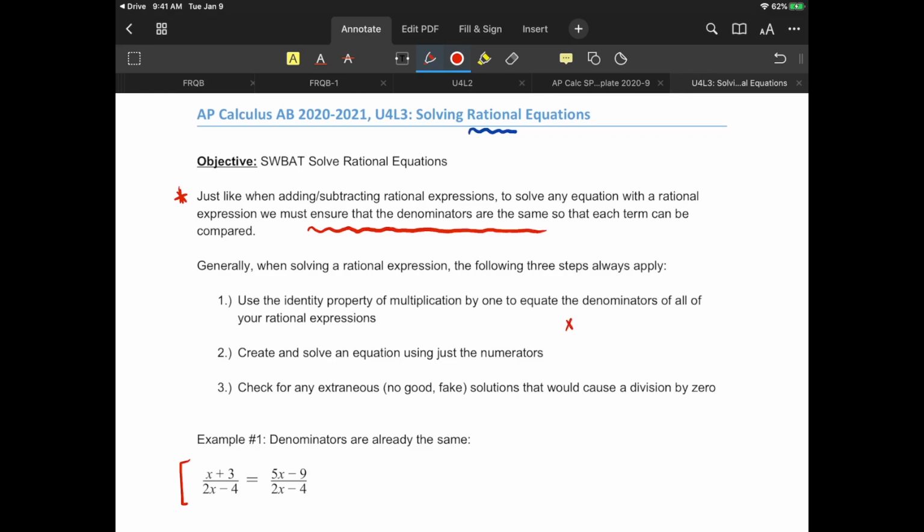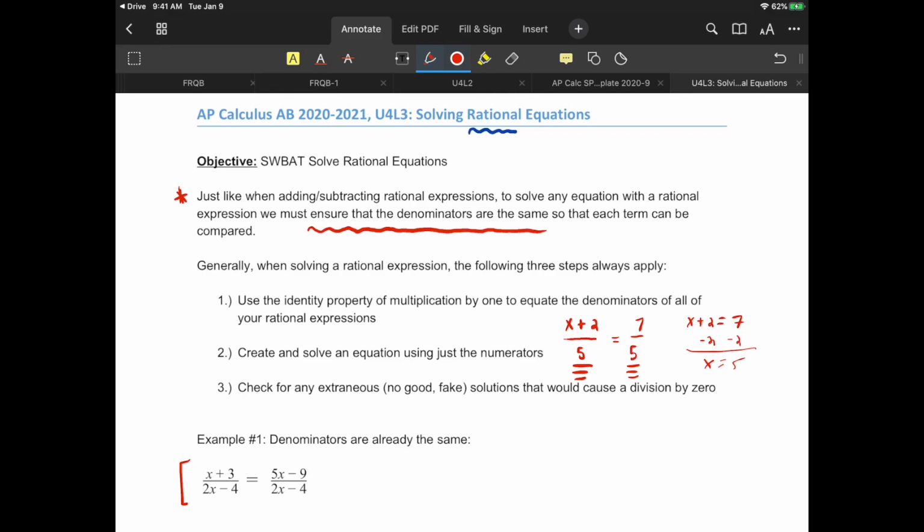If I said some number plus 2 over 5 equals 7 over 5, well, the only way that's going to be true is if x plus 2 equals 7. See how I just made an equation out of their numerators? X equals 5. Yeah, 7 over 5 equals 7 over 5. What makes this possible is that these two fractions, these two rational expressions, have the same denominator.